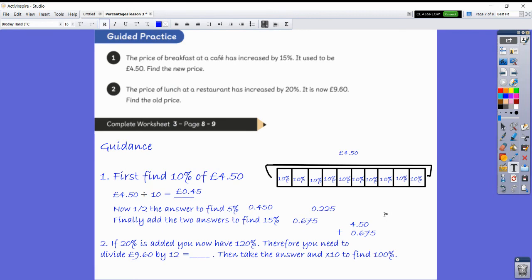If you get stuck, log into Teams. For number 2, it says the price of a lunch at a restaurant has increased by 20%. It is now £9.60. Find the old price. So the new price is £9.60. The old price would have been 100%, but 20% has been added on. So we now have 120%. So you need to divide £9.60 by 12. You may use the bus stop method. And then that answer you multiply by 10, which will give you the old price.